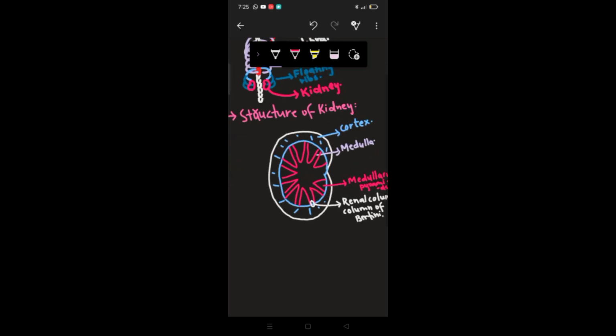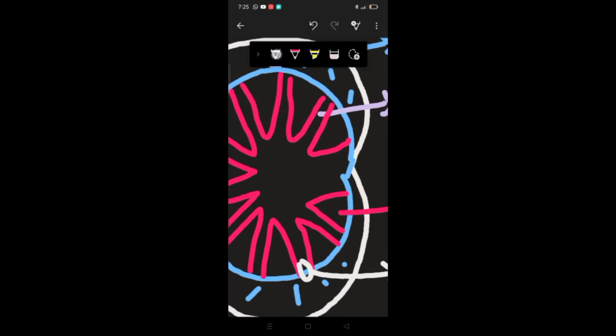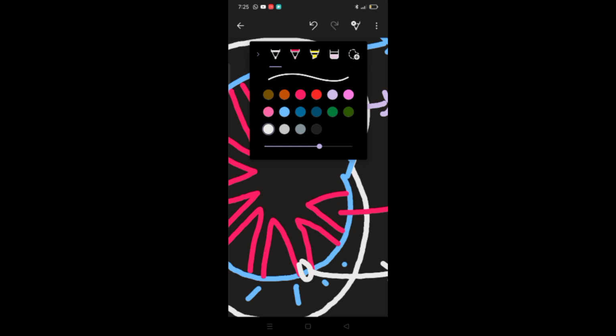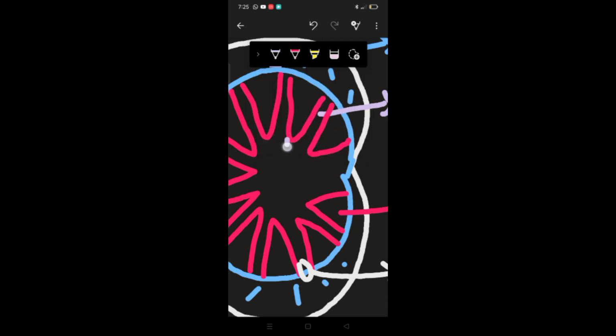So now these medullary pyramids open into the tubes. Alright, wait, I am making this with this color. These open into what? These open into the tubes. These are the tubes in which urine will be collected. Alright. These are the tubes.